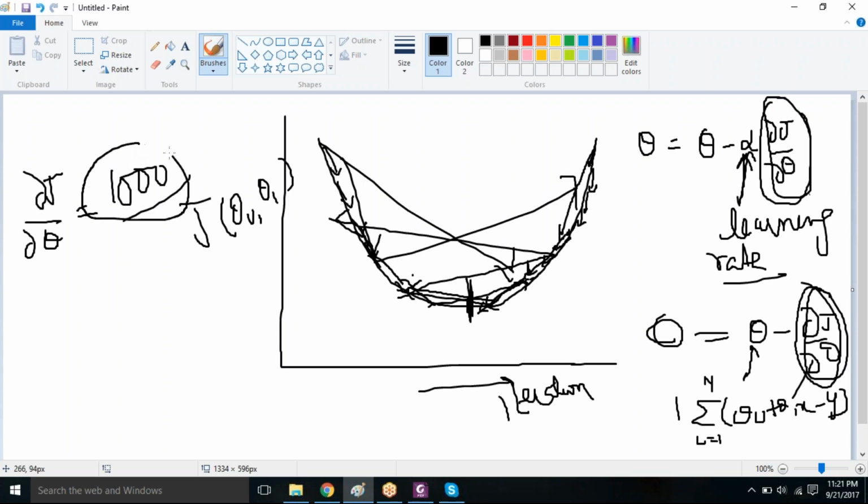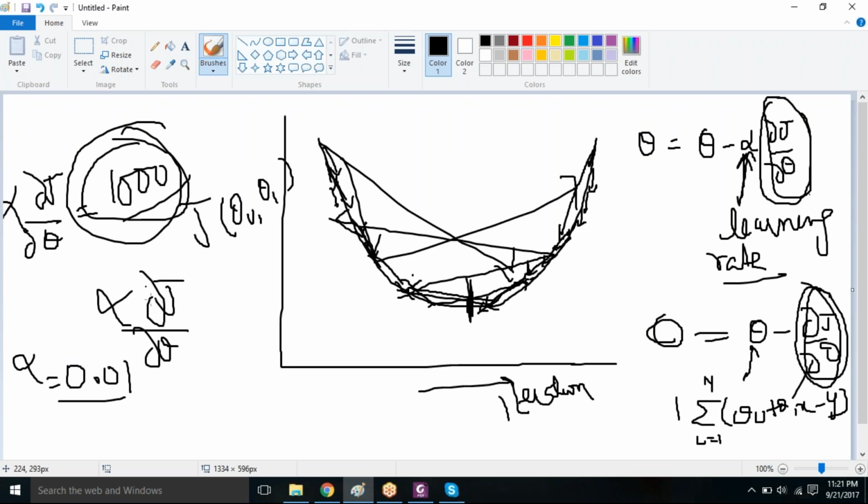It takes a big step, overshoots the minima and never reaches the minima. So to control this 1000, and in order to take very little baby steps, this alpha parameter is multiplied. The alpha will be something like 0.01. So if your gradient is becoming 1000, it will make it 10. This learning rate is also called a control parameter. It is usually a very small number, and 0.01 is the standard value people use, because even if the gradient comes out very big, it will diminish it so that you can take a baby step towards the downhill.